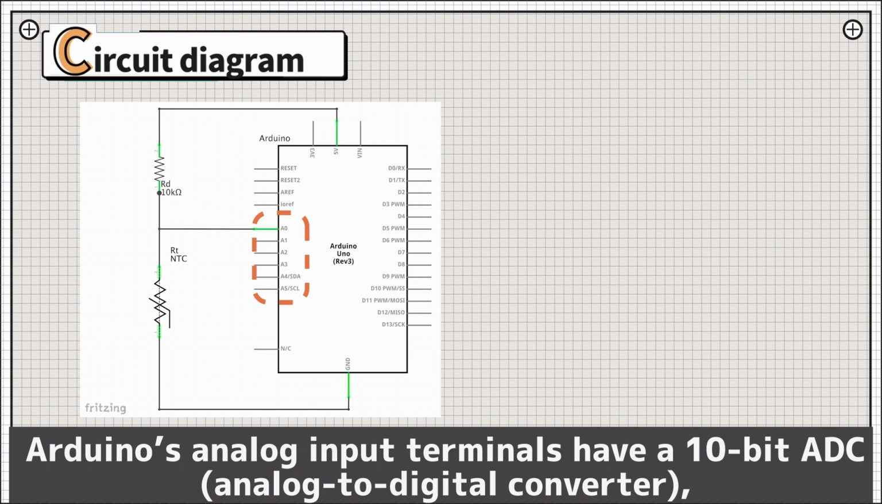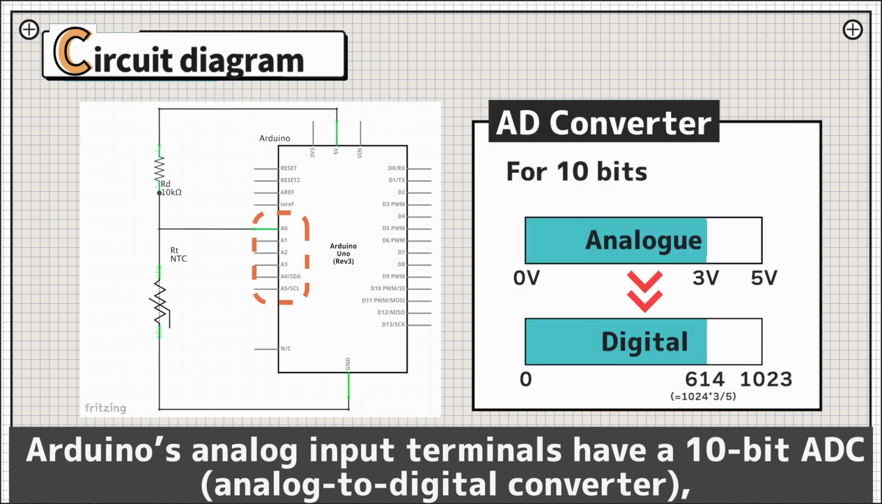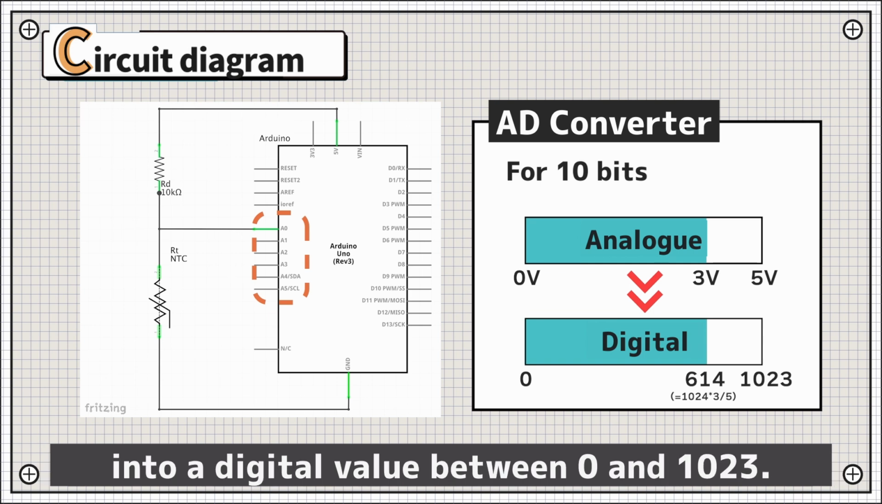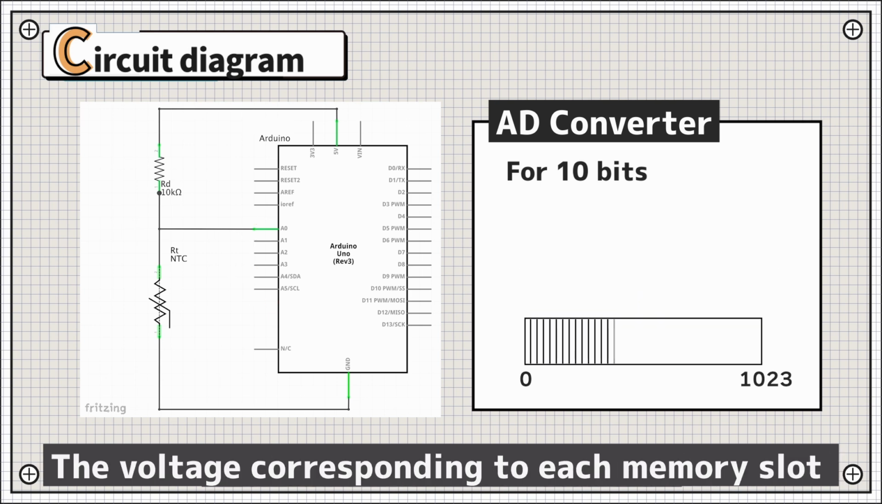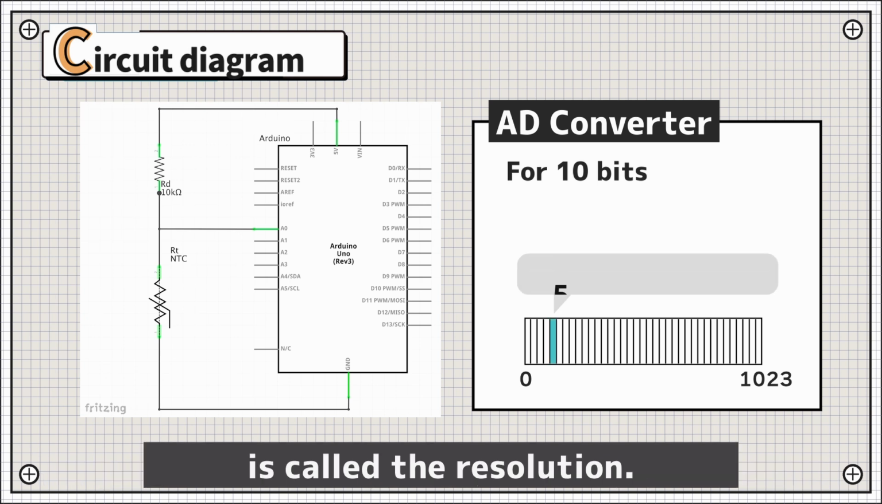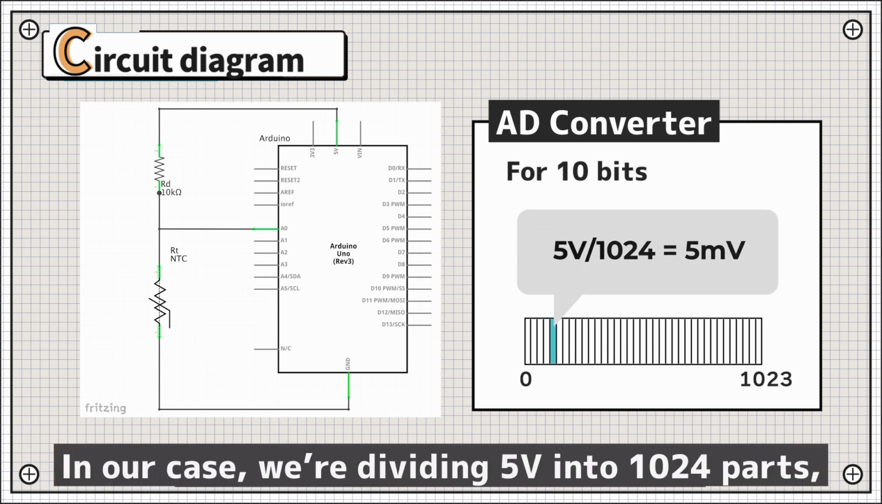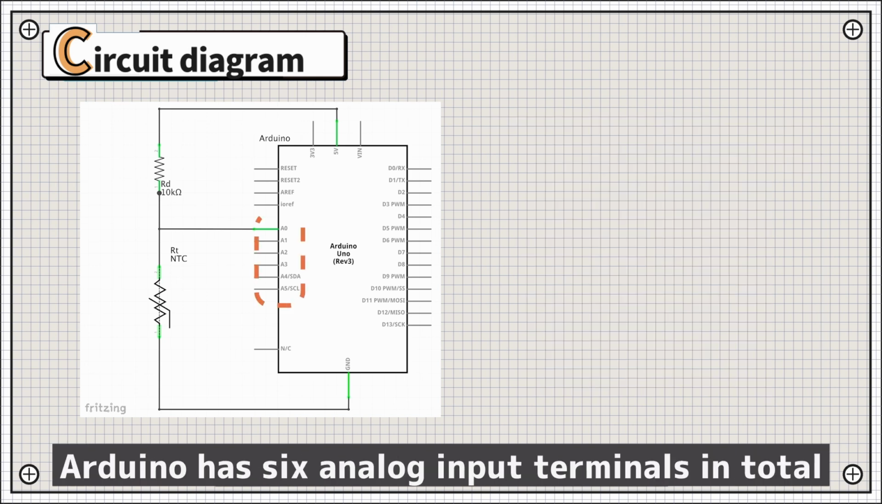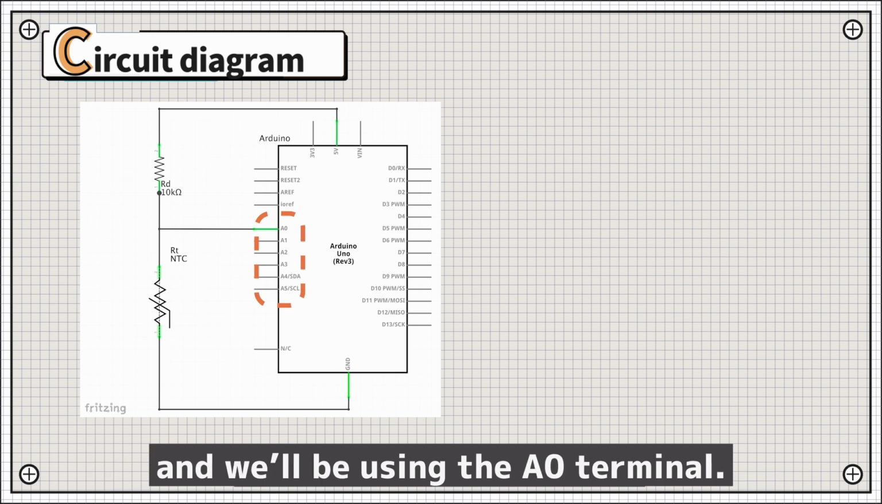Arduino's analog input terminals have a 10-bit ADC, analog-to-digital converter, which converts a voltage in the 0-5V range into a digital value between 0 and 1023. The voltage corresponding to each step is called the resolution. In our case, we're dividing 5V into 1024 parts, so each step is approximately 5 mV. Arduino has 6 analog input terminals in total, and we'll be using the A0 terminal.